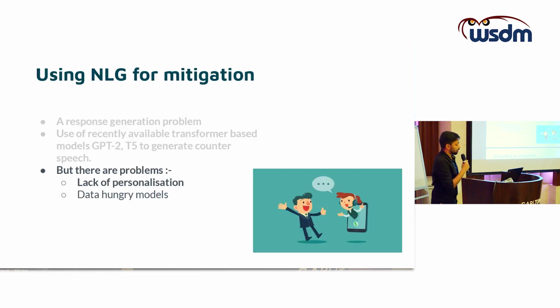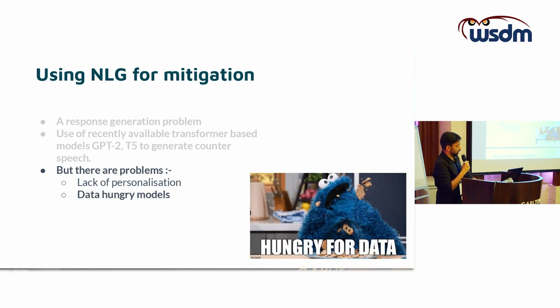But there are still some problems. The first problem is lack of personalization. When we talk about moderators, they might have some preference over the content they are generating. And hence, in these models, if we just generate relevant examples, it might not be preferable for the moderators. And the second problem is that these models are often data hungry. So if you want to train such a model, we will need a lot of data. So how do we train in case there is a lack of data?